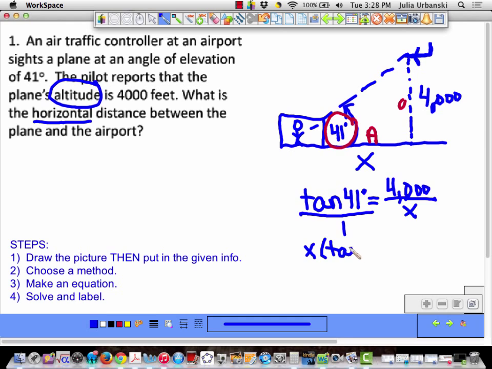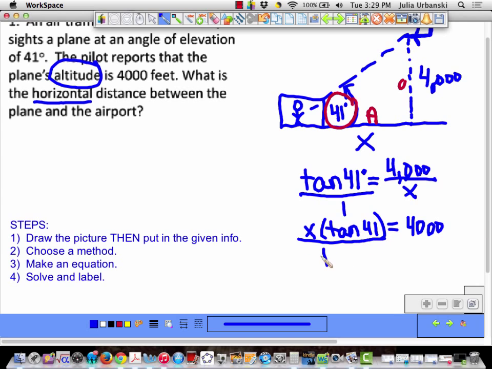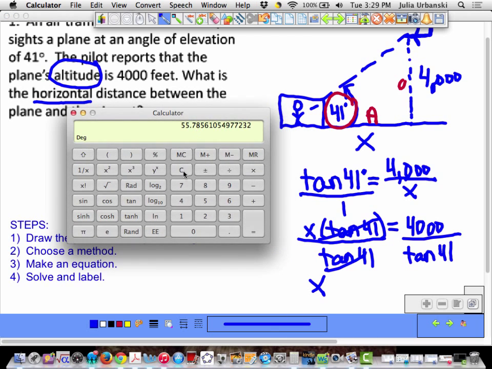I know the degrees, so I'm going to cross multiply. x times the tangent of 41, but I realize that I'm not done yet because x isn't alone. So I'm going to divide both sides by the tangent of 41. And then I can figure out what my x is. Use your own calculator and check your work against mine. I start off with 4,000 divided by 41 tangent, which is just the tangent of 41. I have to hit equals to finish dividing.